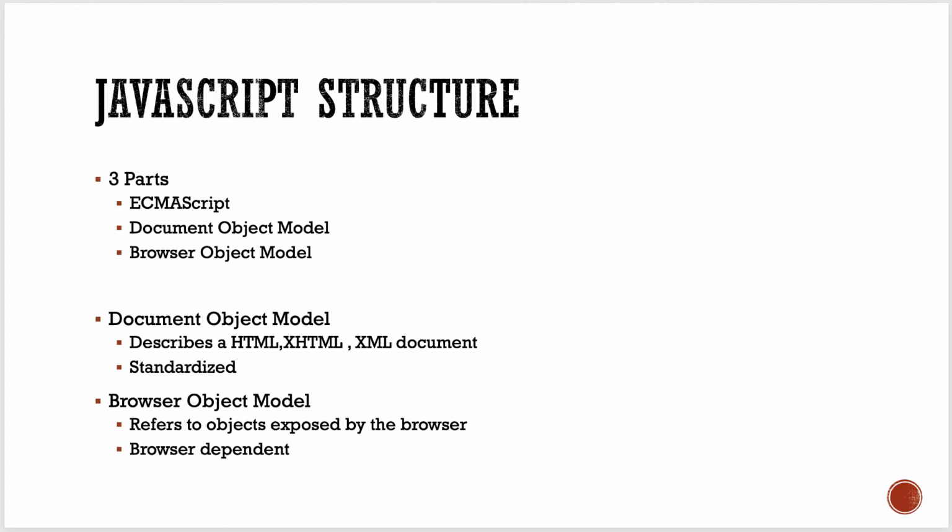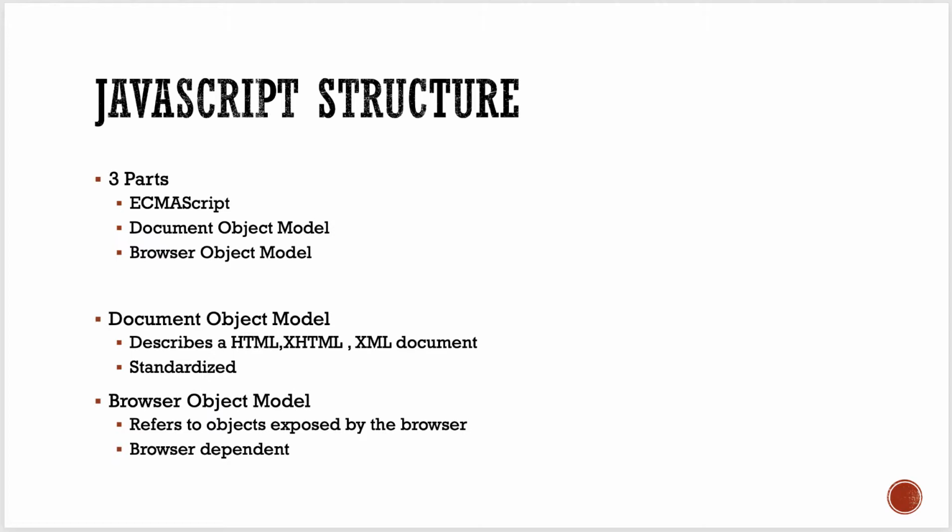ECMAScript is the JavaScript language itself. It is the scripting portion, the programmatic portion of JavaScript. The document object model basically describes either HTML, XHTML, or XML documents. This is a standardized structure of a web page that one might find. It's the way one might manipulate and refer to different elements that one sees on an HTML web page through the use of ECMAScript. And finally, the browser object model.